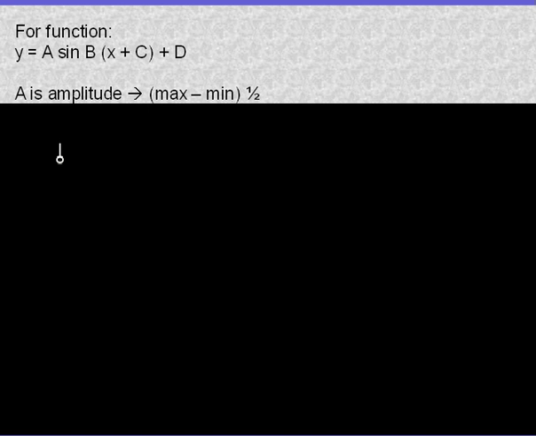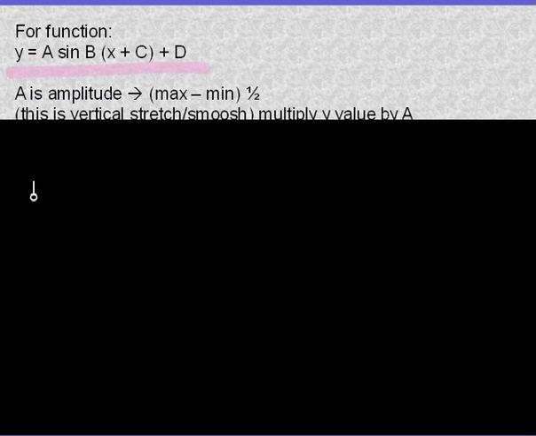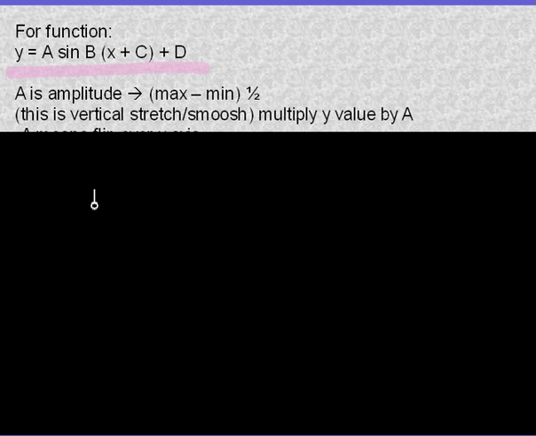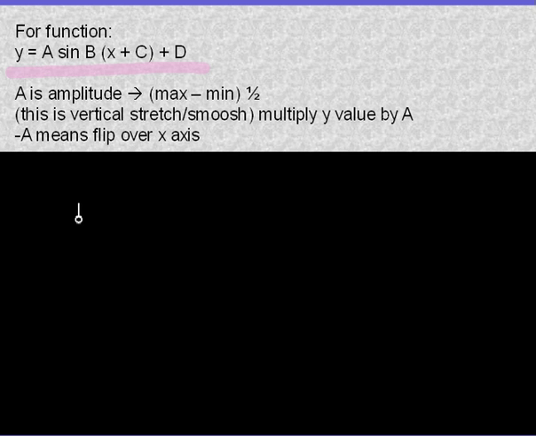These are all the changes we're going to be looking at for our function, so I'm just summarizing them. So if you have a function of this form, what do these things define? What changes? Well, A is your amplitude, which is max minus min times 1/2, or divided by 2. It's also your vertical stretch, or smush. So you're multiplying your y value by A. A negative A means you're flipping it over the x-axis, and you're going to multiply your y by -A.